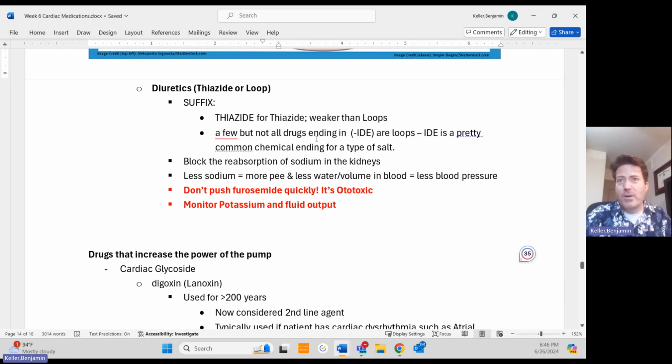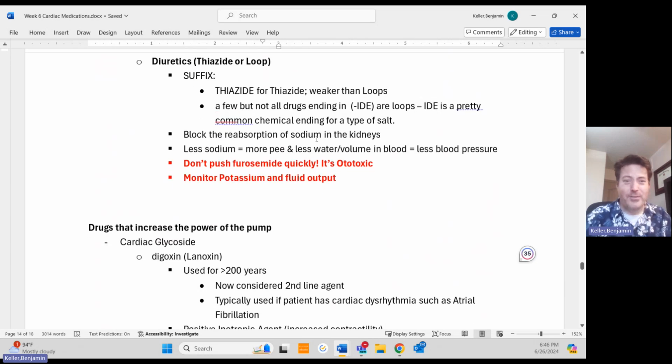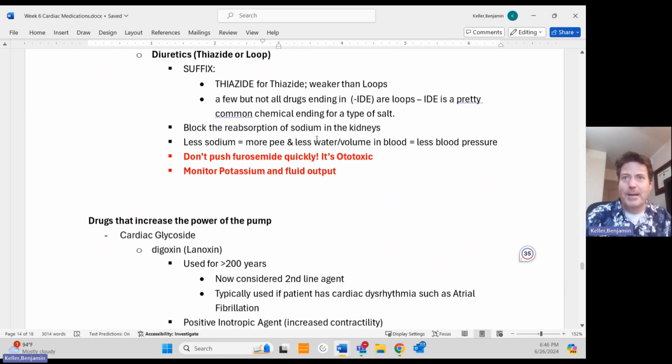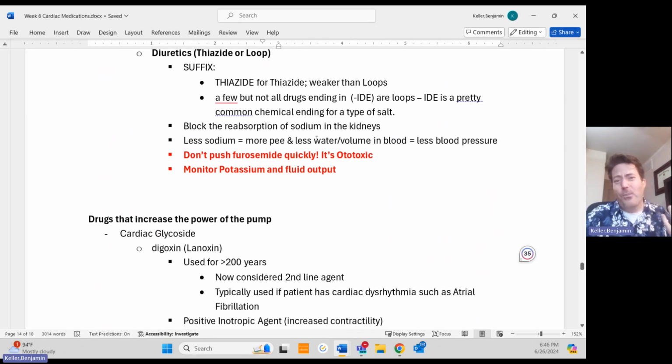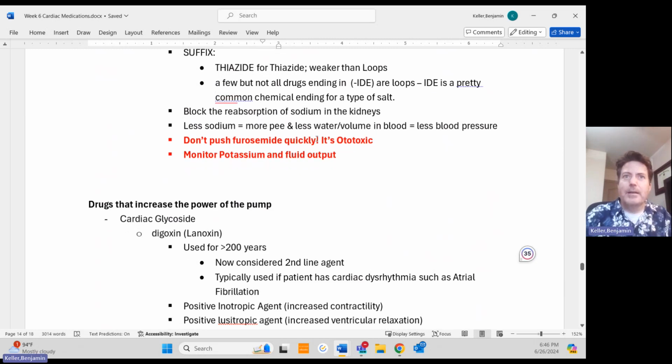A few, but not all drugs ending in "ide" are loop diuretics. "Ide" is a pretty common chemical ending for a type of salt. So you get calcium chloride, sodium chloride, and those aren't loop diuretics. They're salts. So "ide" is a way of looking at that, but it's not foolproof by any means.